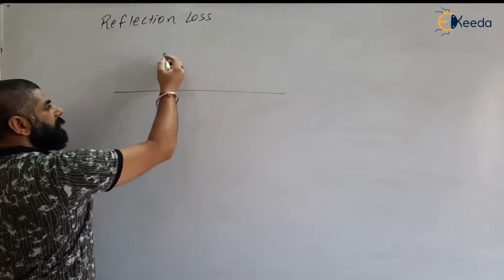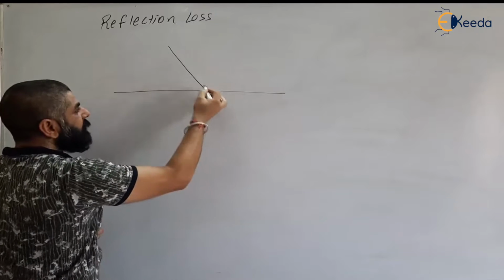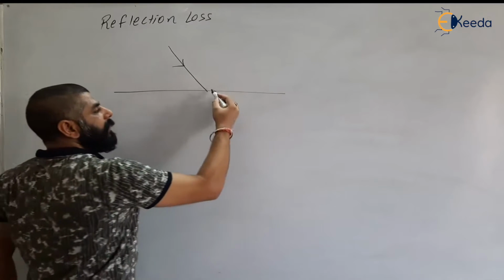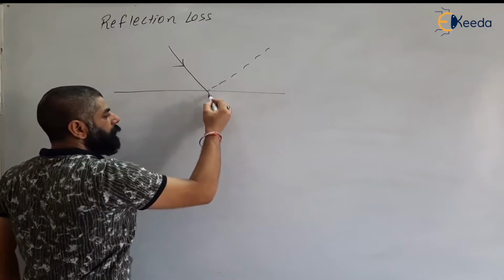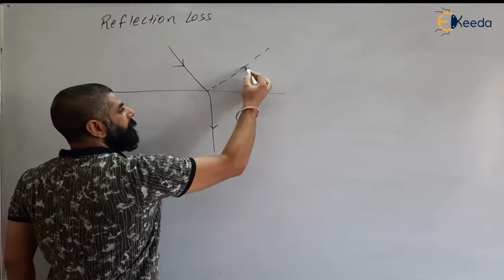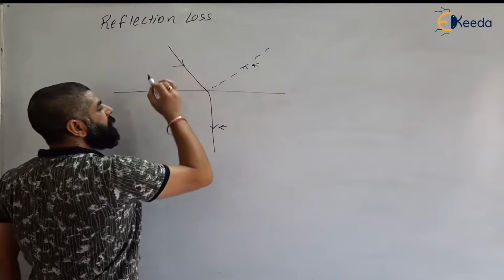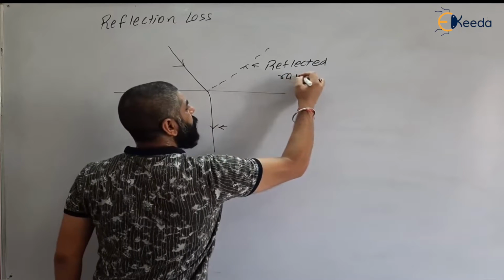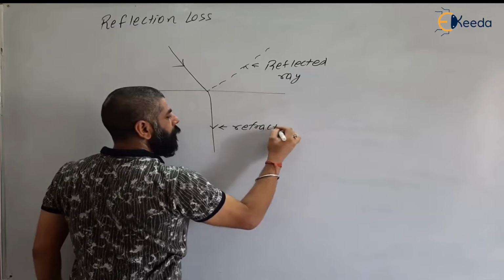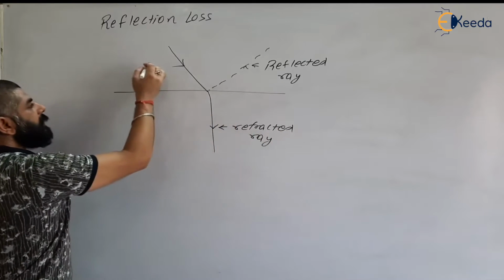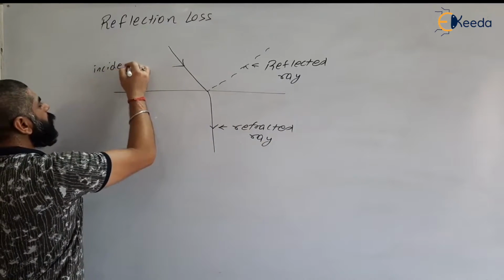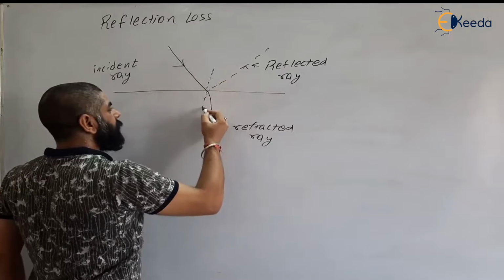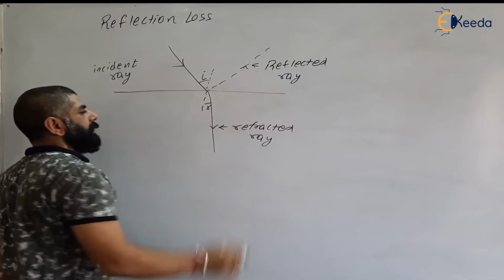When light is incident, suppose this is air, this is glass, then not 100% of the light will be refracted. Some of the light will be reflected as well. So this is the reflected ray, this is the refracted ray, and this is the incident ray. This is the angle of incidence, this is the angle of refraction.